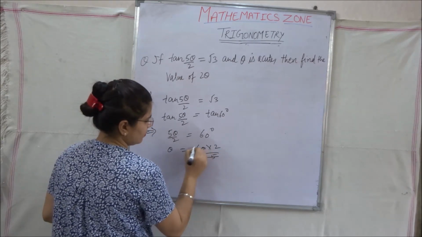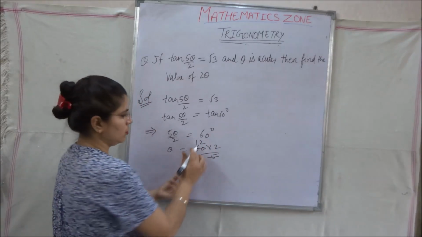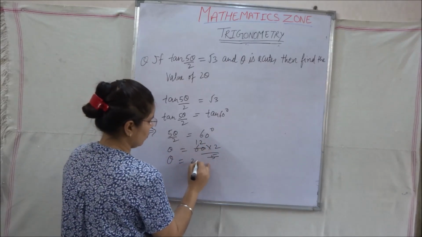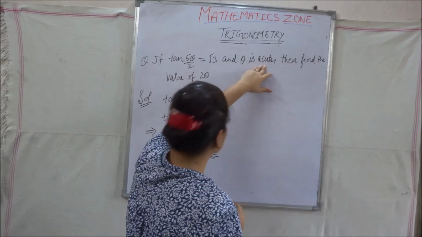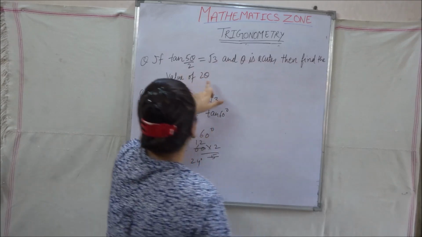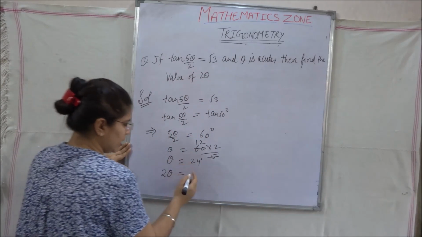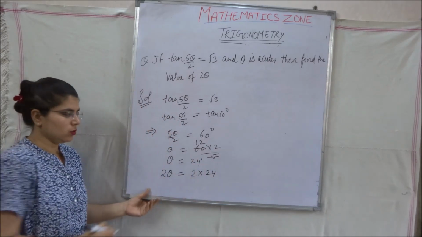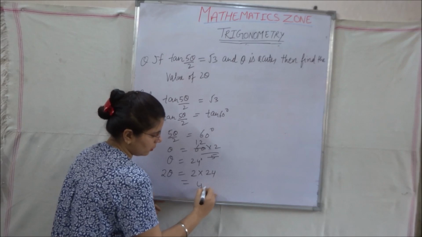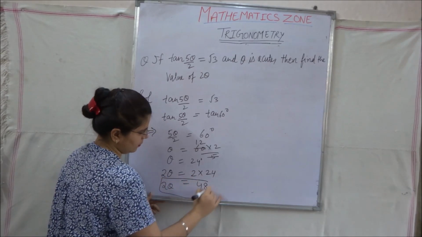That will be 12 times 2, so theta is 24. Now here theta is acute. Then find the value of 2 theta. To find the value of 2 theta, we just multiply both sides by 2. So 24 into 2 is 48. So the value of 2 theta will be 48.